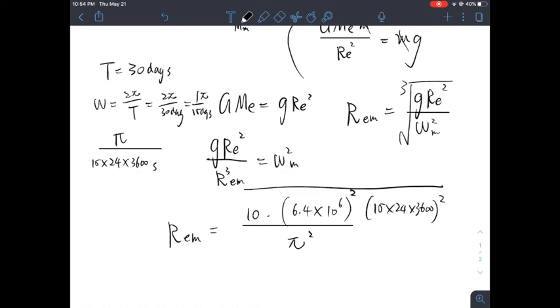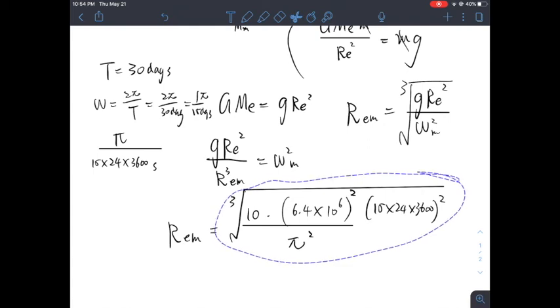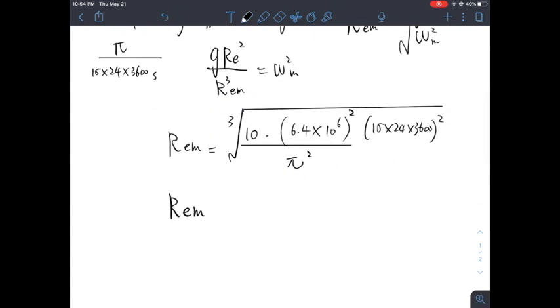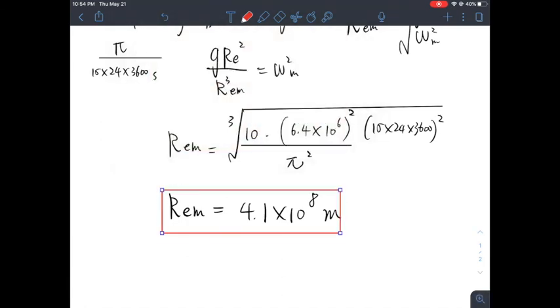Then times the seconds it takes to orbit around the Earth, that's the angular frequency. And then divide by pi squared, and all of them to the one third power. We find the answer is 4.1 times 10 to the 8 meters. And that's the distance between Earth and Moon.